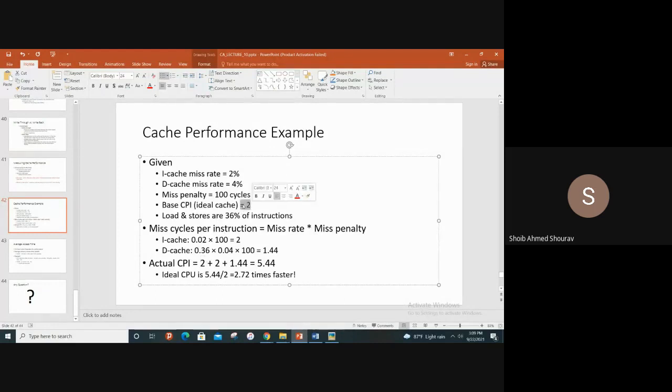So what will be the total CPI or actual CPI? Total CPI will be 2 plus 1.44 plus this 2, so it will be 5.44. And how much faster is the ideal CPI than the actual? If we divide 5.44 by these two, we get that the ideal CPI was actually 2.72 times faster. But because of the miss rate, we need an extra 3.44 cycles per instruction.